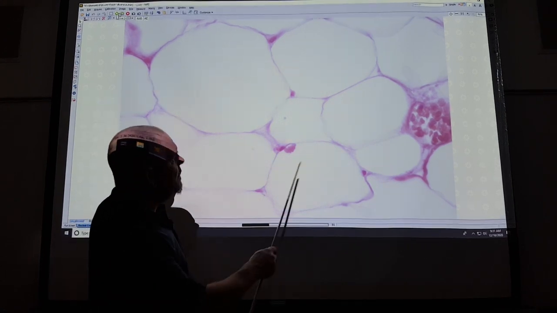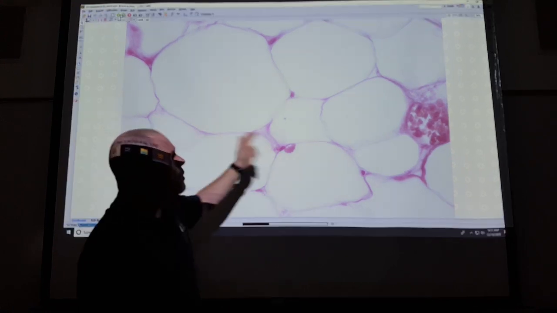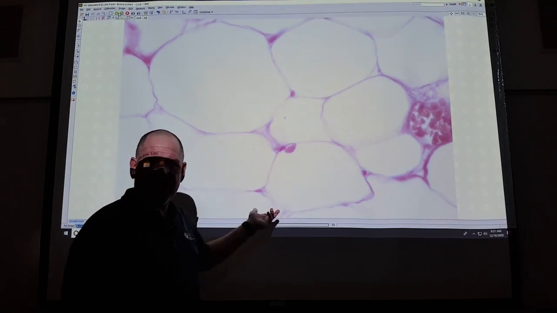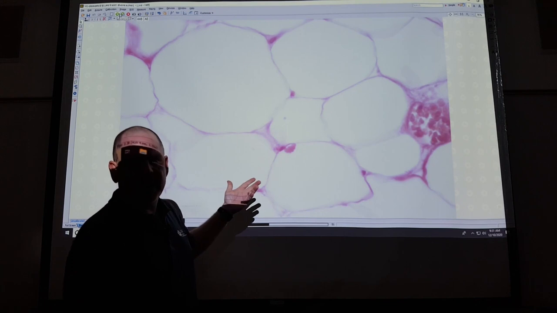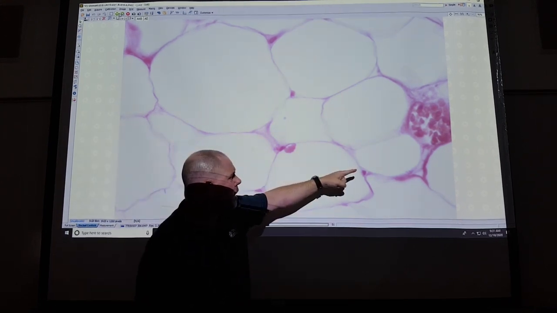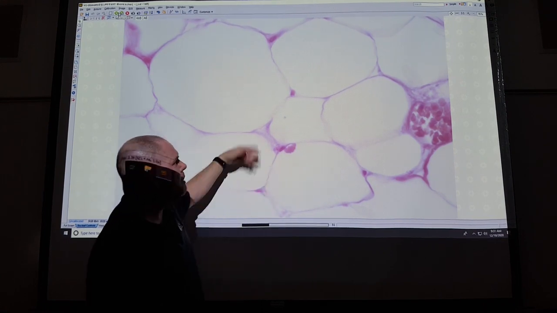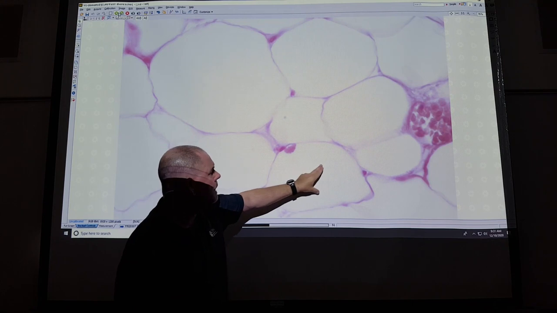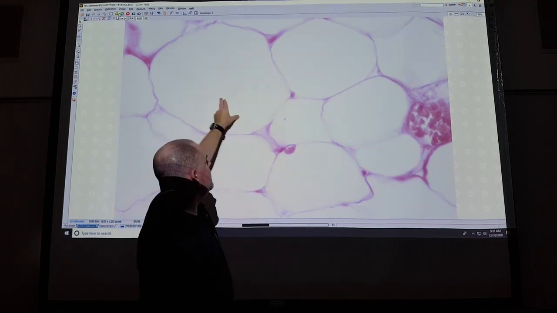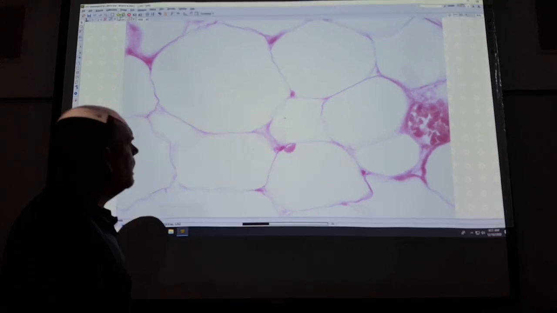I always think of this one as a 60 mile an hour tissue. This is the one and only look that adipose has. You're not going to see it looking any different than this. So great big giant cells that appear to be empty. Normally in the slide preparation, the lipids are gone here, but always this honeycomb, always this sort of chicken wire appearance.